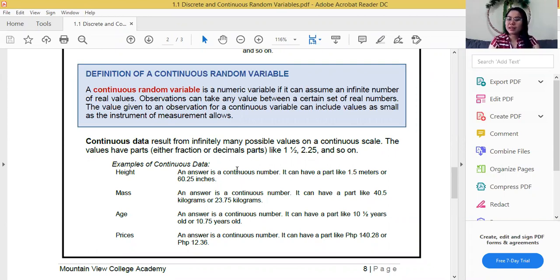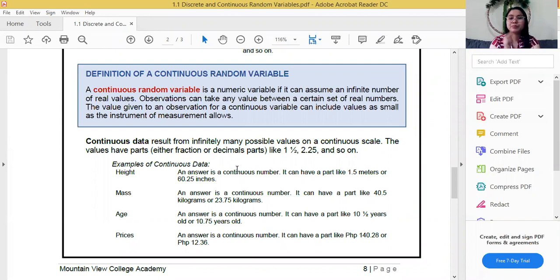So again, if the answer is a counting number, the variable is a discrete random variable. But if it can take a fraction part, then it's a continuous random variable. Here's a tip. You ask yourself, can the answer be 1/2? If the answer can be 1/2, then it's continuous. But if it can't be 1/2, then it is discrete.